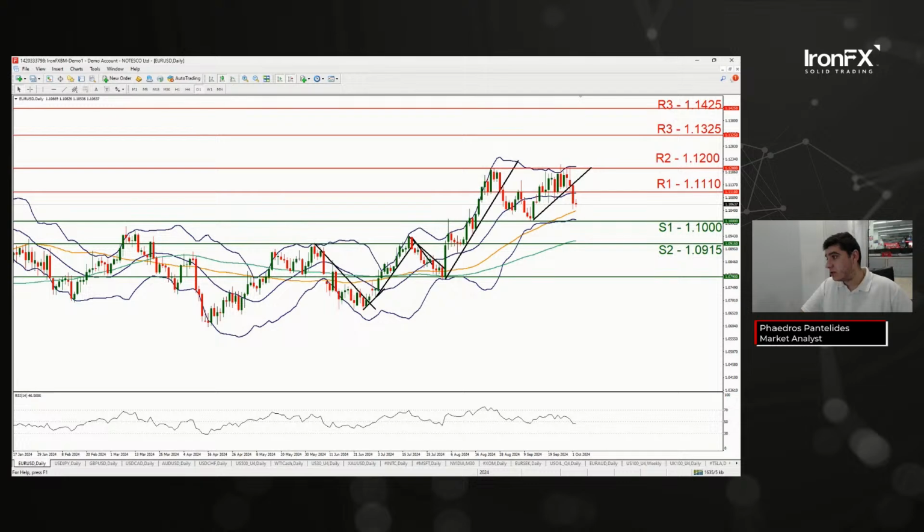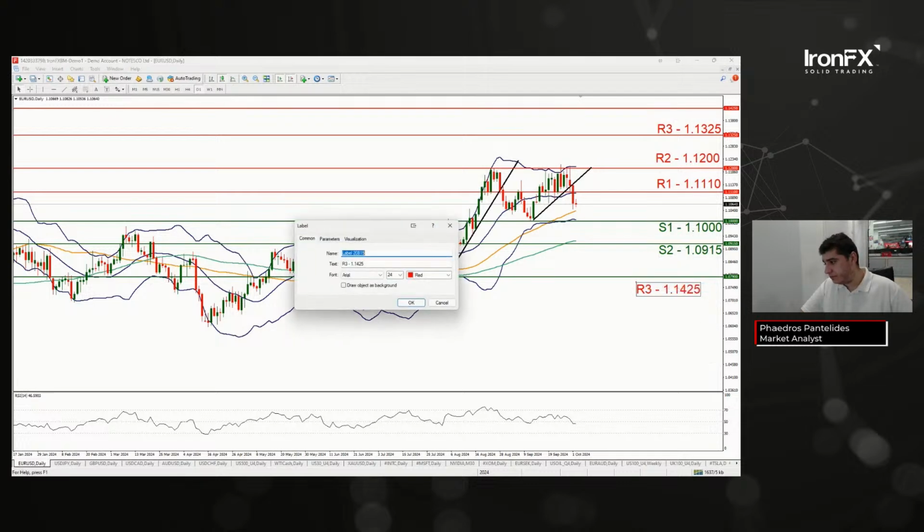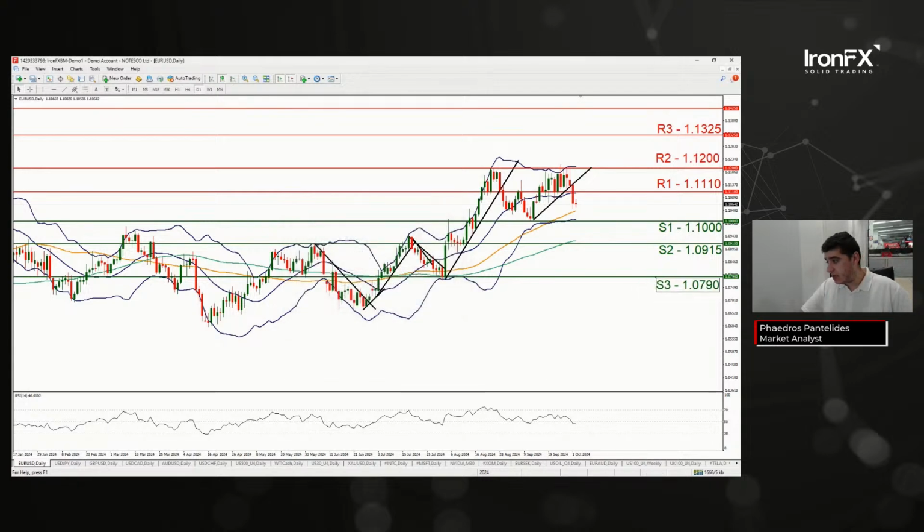So it becomes S2, and then bring this here, 1.0790. And that is S3. It's also broken below our upwards moving trend line. So that might be in itself implying a shift. I would maintain that bearish outlook down to S1.